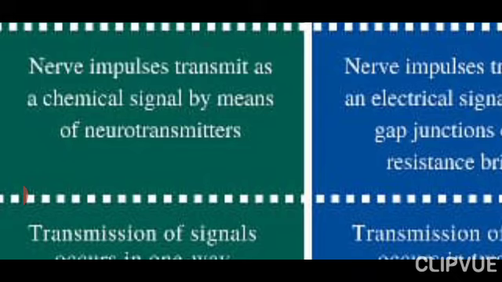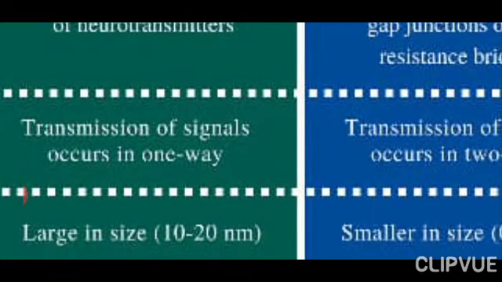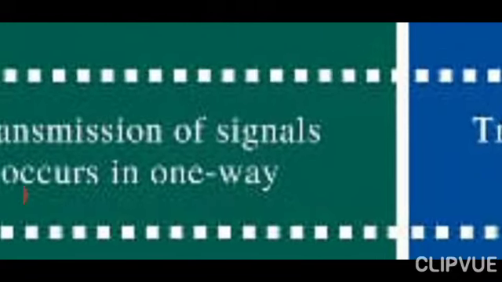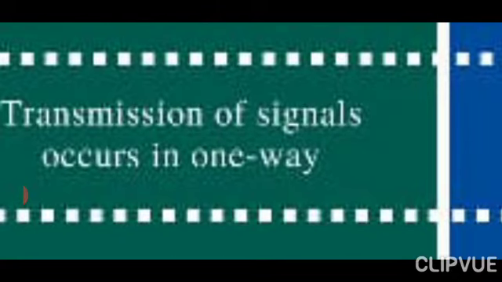Unlike the chemical synapse, where there's no direct communication, in the chemical synapse neurotransmitters are released into the synaptic cleft, which is the space between the two neurons. What about the direction of transmission? For chemical, transmission of signal occurs in one way only. The flow is such that the impulse moves from presynaptic to postsynaptic. But in the case of the electrical, the information is actually two-way.